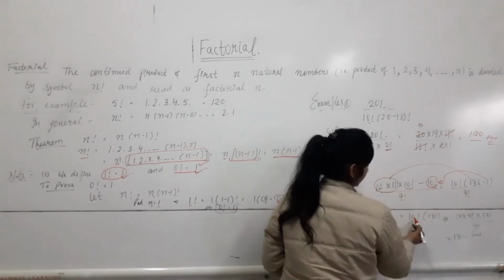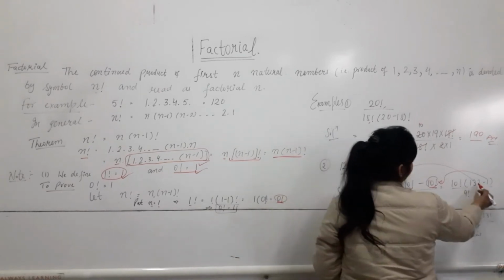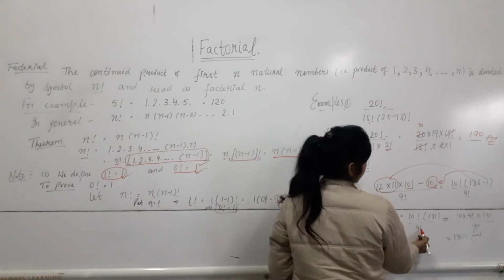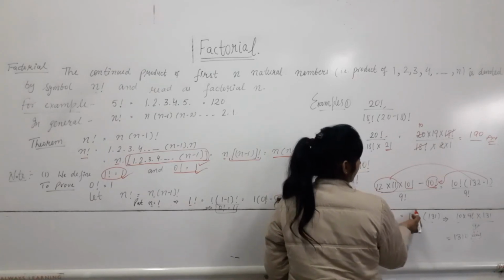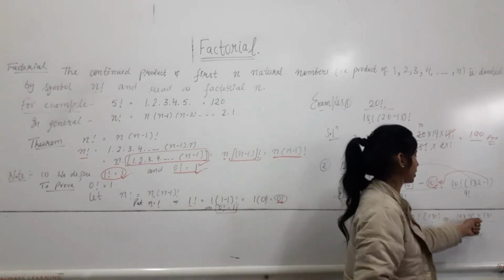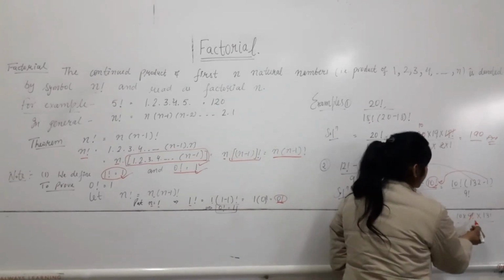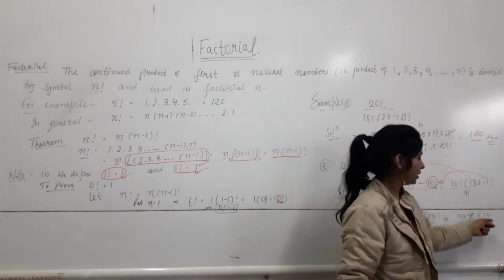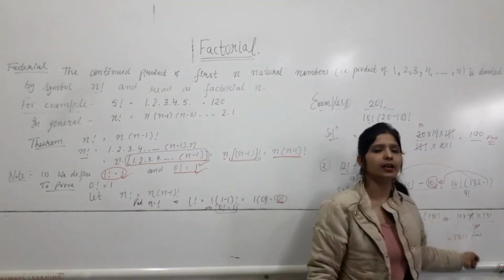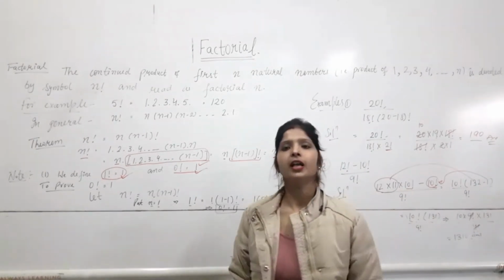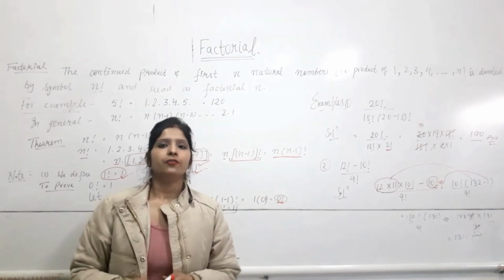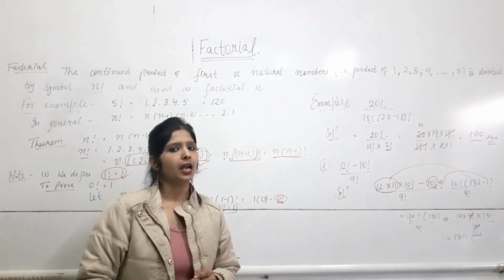Now 10 factorial stays the same, and 132 minus 1 becomes 131, divided by 9 factorial. Now again we expand 10 factorial as 10 into 9 factorial. Now 9 factorial and 9 factorial cancel, leaving 131 into 10, which becomes 1310. This is our answer. So we have discussed the topic factorial.